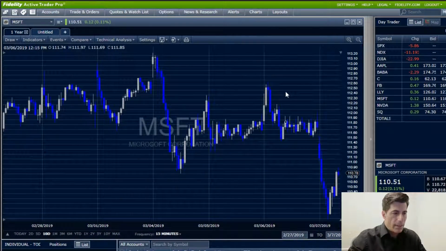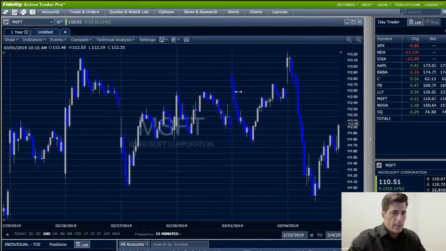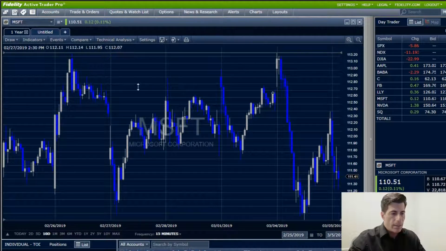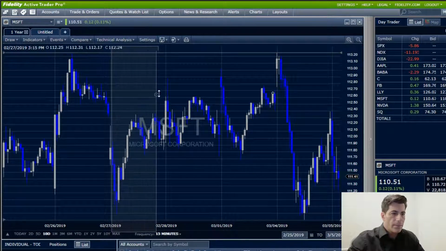Again, these are 15-minute candles. Let's zoom in here. So here we'd be looking for buys. We don't want to do anything in the middle of the day, like I said, or do anything at the beginning of the day in the first 15 minutes, but I think I spot something here. This looks like a decent play.